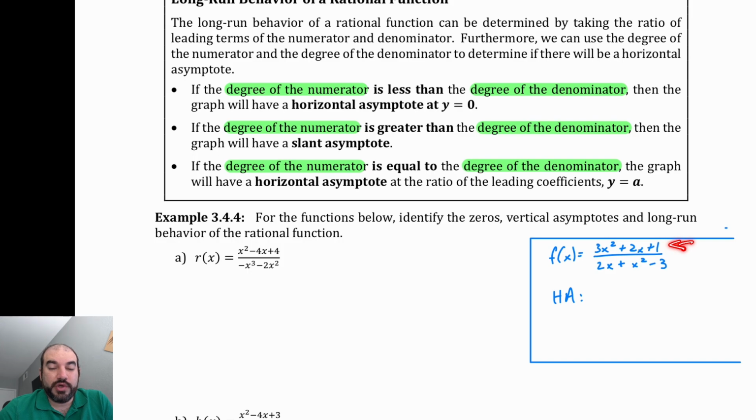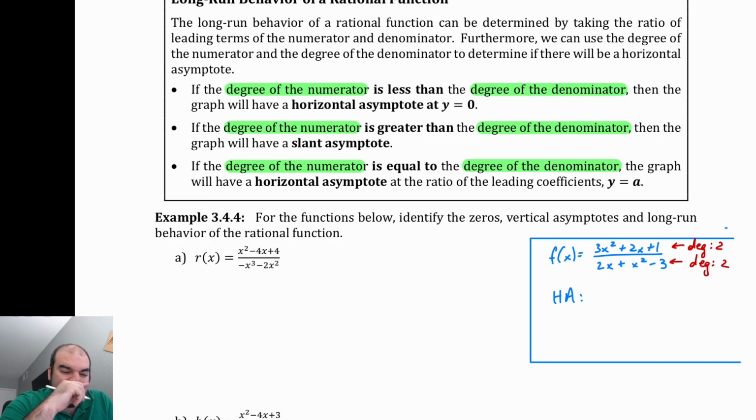Two. Good. What's the degree of the denominator? 2 as well, because it's out of order, right? These two are switched. We just look for the highest exponent to find the degree. So degree 2. We can actually write that here.